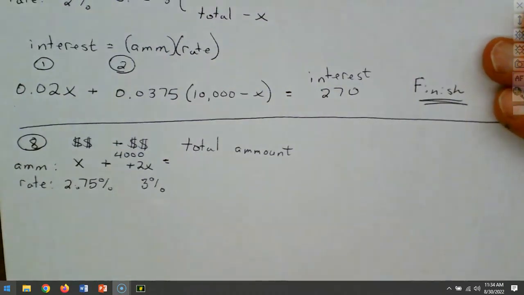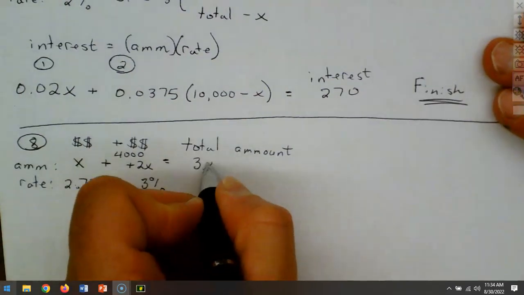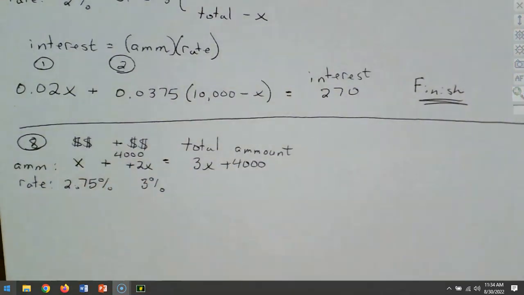Now, I always like to add them across. So what's your total amount? X and a 2x. That makes it a 3x plus 4,000 when I add them across. Is everyone okay with the setup on that? Now yours might look slightly different, but you'll get the same equation.